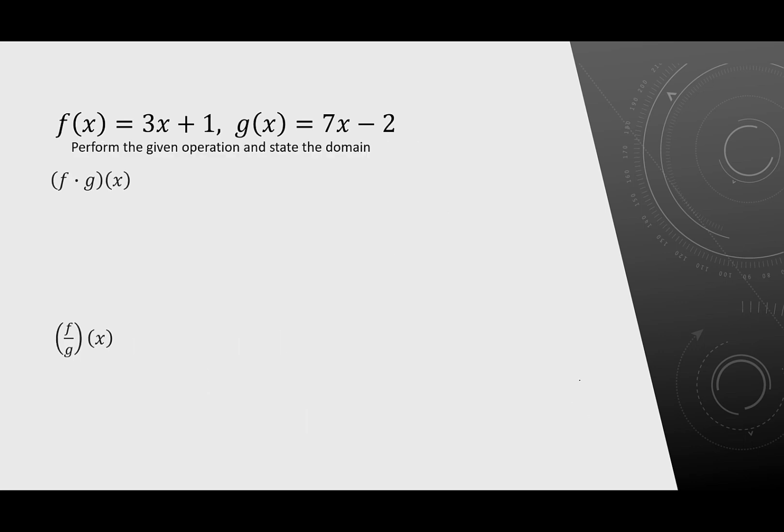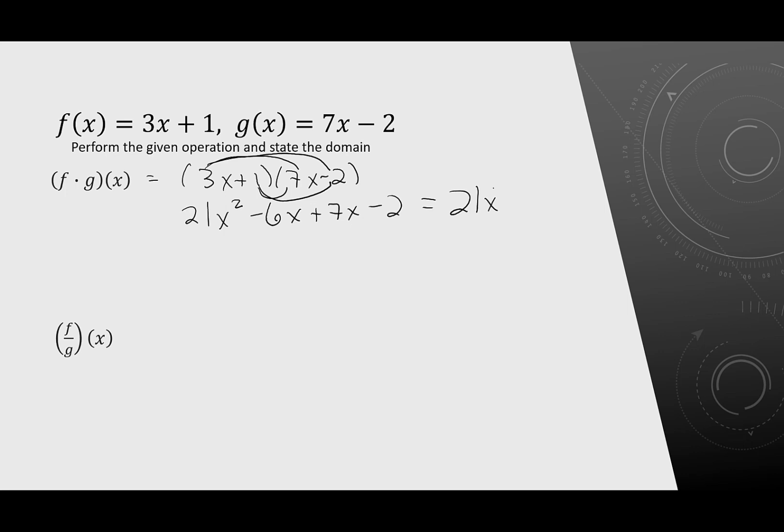Let's keep those two functions and let's do the multiplication and the division. So I have 3x plus 1 times 7x minus 2. If you wanted to, you can multiply this out, 21x squared minus 6x plus 7x minus 2, which is 21x squared plus x minus 2. And then f over g would be 3x plus 1 over 7x minus 2. For the multiplication, the domain is still negative infinity to infinity.